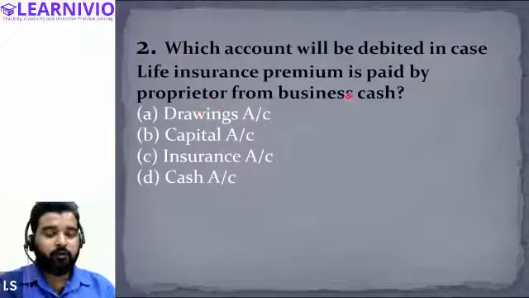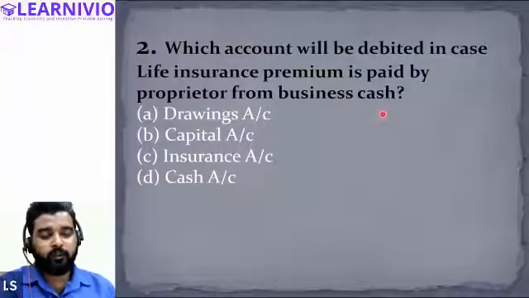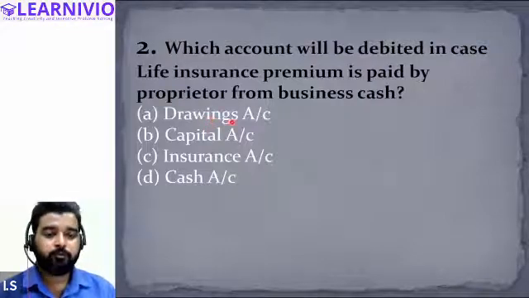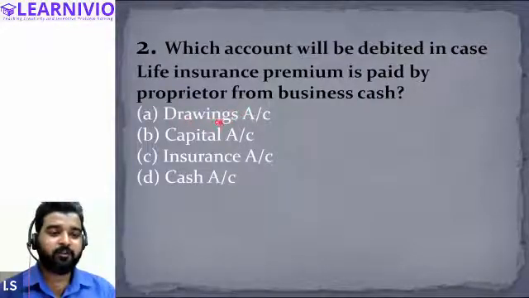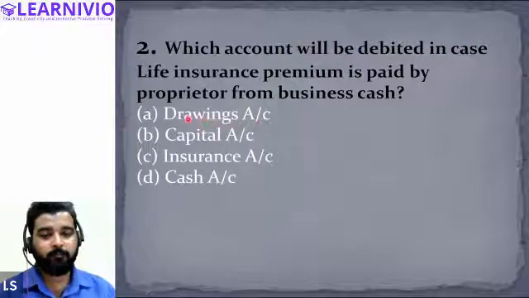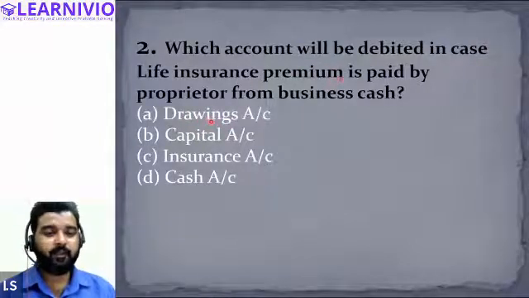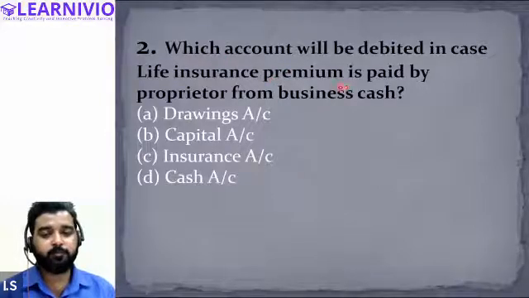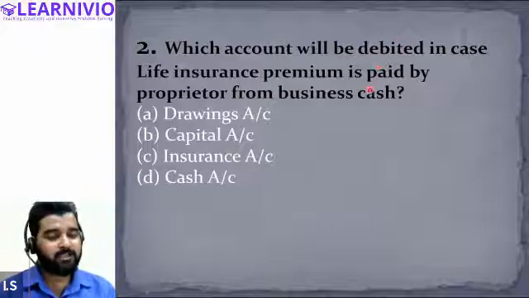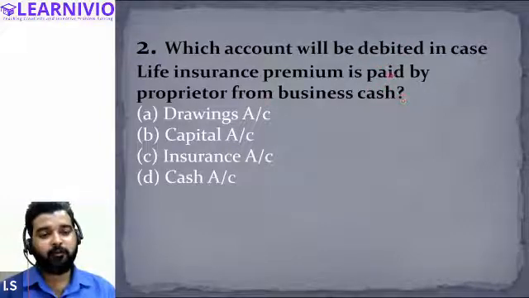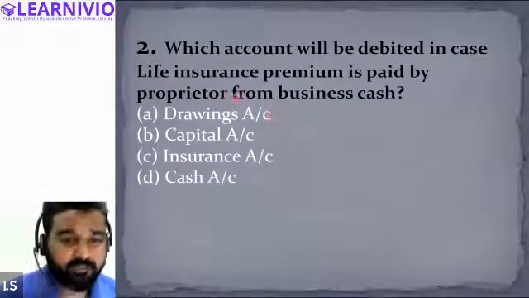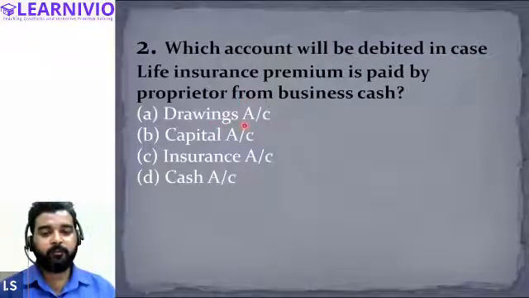From the viewpoint of the cash book, drawings are recorded on the credit side, right? Yes, sir. So in case of the cash book, drawings are credited, but otherwise drawings will be debited. So basically, whenever life insurance premium is paid by the proprietor, cash account will be credited, but drawings account will be debited. All right, because it is a drawing, drawings account will be debited. Yes, sir.